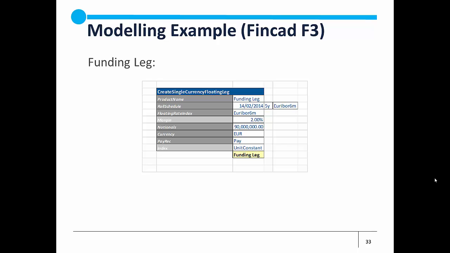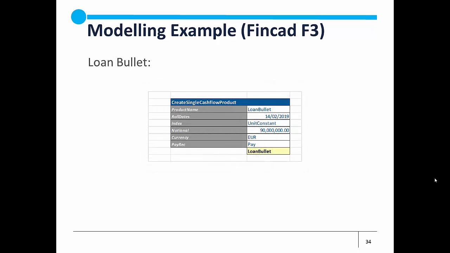Alright, so there are different components to this, and I'm not going to go into detail. The first component is the funding leg. The funding leg says, basically from the moment the loan is drawn down for the next 5 years, until maturity, with a schedule following 6-month Euribor, we'll pay 6-month Euribor plus 200 basis points on 90 million euro. So this is what we're paying as the equity holder. Then we have the loan bullet repayment, so when the repayment is due, we have to pay 90 million euro fixed. And again, this is what you pay.